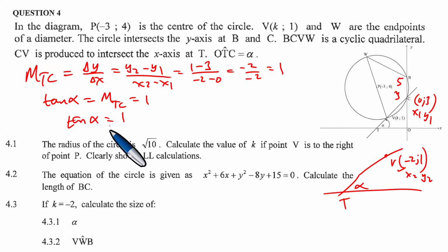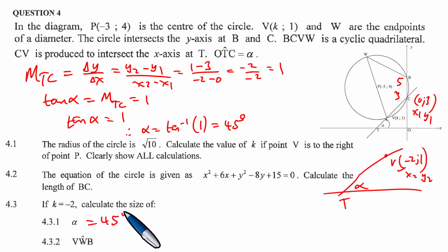Now if you use the calculator, you do shift so that it is arctan 1, and arctan 1 is 45 degrees. So the angle alpha is equal to 45 degrees. The angle alpha is 45 degrees. Then next, to calculate the size of the angle VWB.